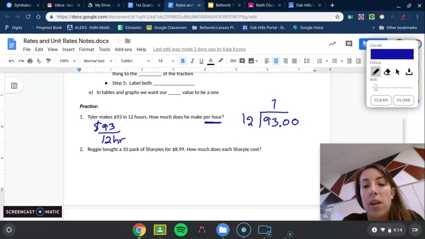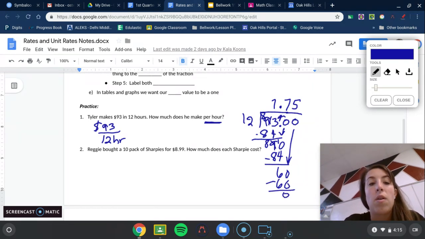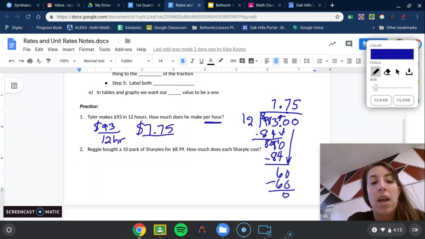7 times 12 gives you, well, it's 14, 7, 84. So when we subtract, we get a value of 9. Bring up my decimal and then bring down my 0. 12 can go into 97 times again, which we already know is 84. I'm going to subtract that and get a value of 6 left over. And I bring down my last 0. So then I know that 12 can go into 65 times, which is exactly 60. So I know that Tyler will make $7.75 in 1 hour.